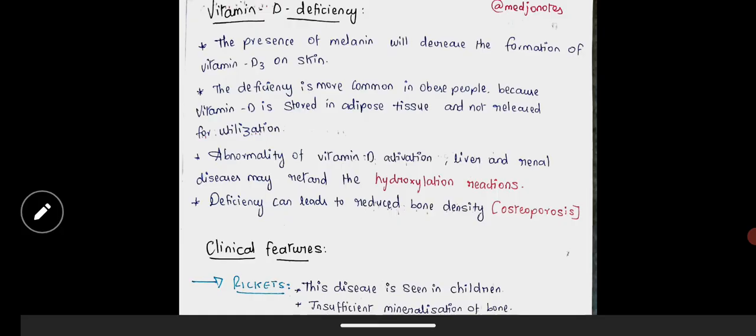Abnormality of vitamin D activation: liver and renal diseases may retard the hydroxylation reactions. Deficiency can lead to reduced bone density, a condition known as osteoporosis. We saw the sites of action of vitamin D: intestine, kidney, and bone mineralization. Calcitriol plays an important role in bone mineralization, so deficiency leads to osteoporosis, which is low bone density.